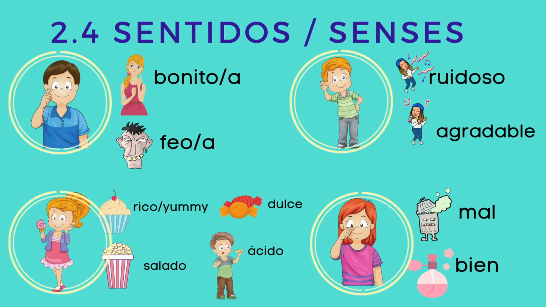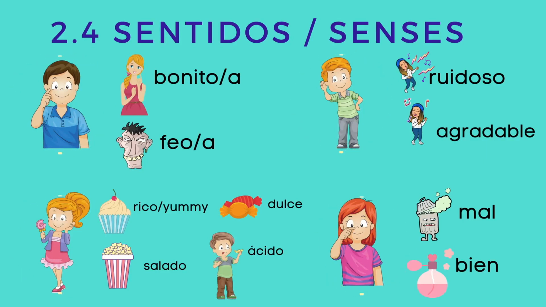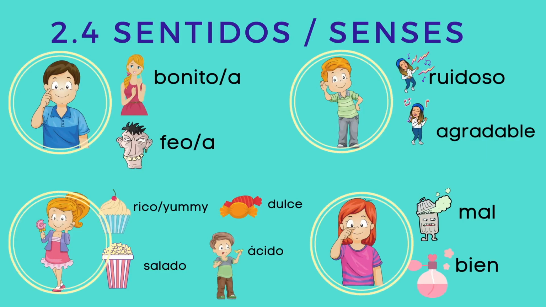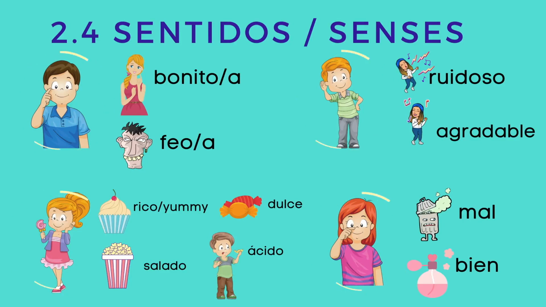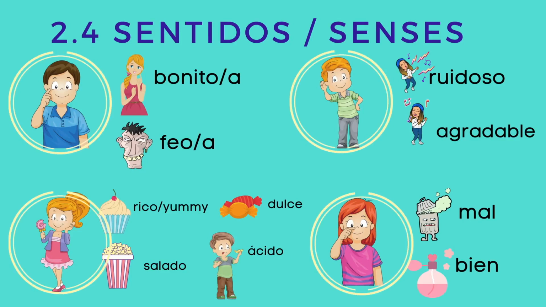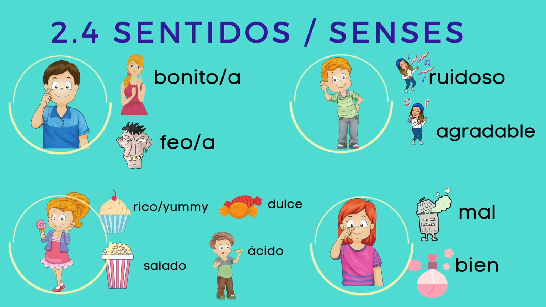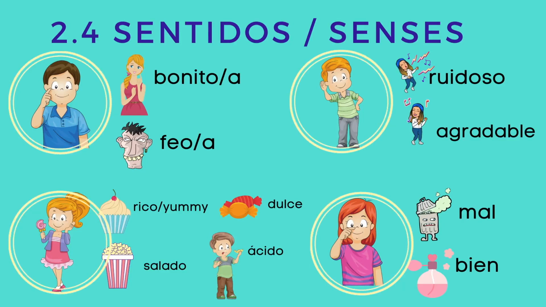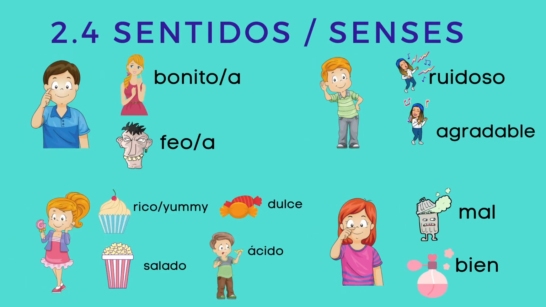Now, what about the things we smell? Something can smell mal, malo, mal, bad. Or something can smell bien, good.